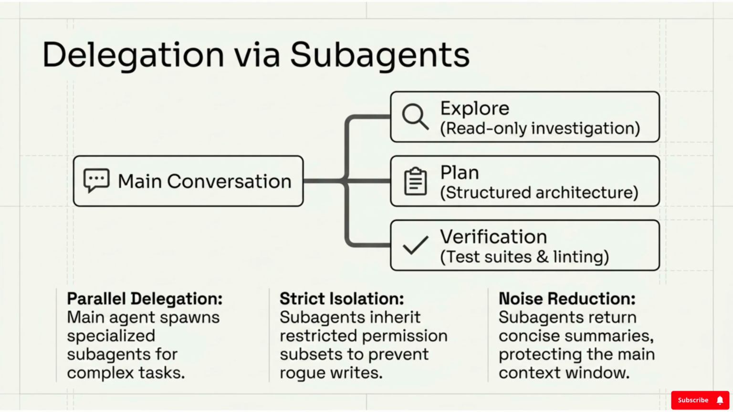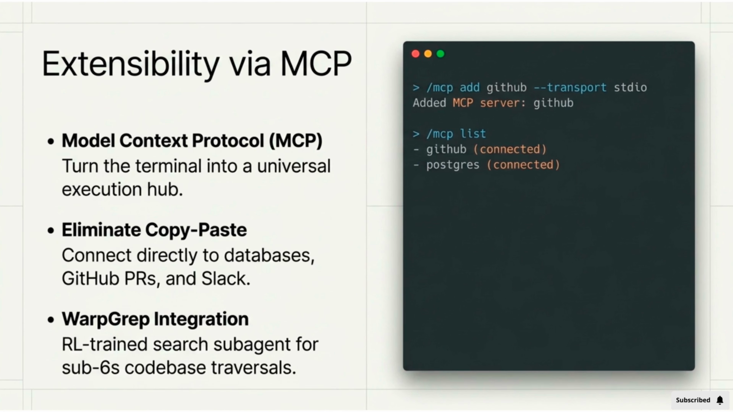Delegation via sub-agents allows the main conversation to spawn specialized agents for complex tasks. This provides parallel delegation, strict isolation to prevent rogue writes, and noise reduction through concise summaries. Extensibility via the Model Context Protocol, or MCP, turns the terminal into a universal execution hub. This eliminates copy-paste by directly connecting to databases and services like GitHub and integrates WarpGrep for fast codebase traversal.